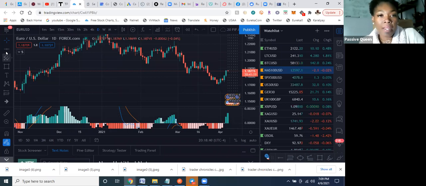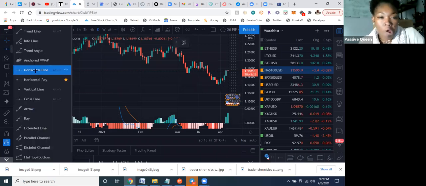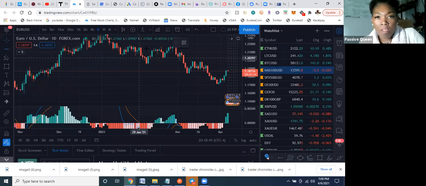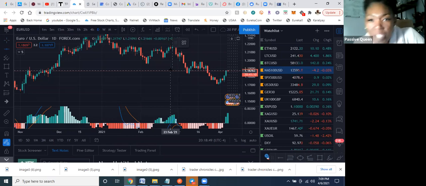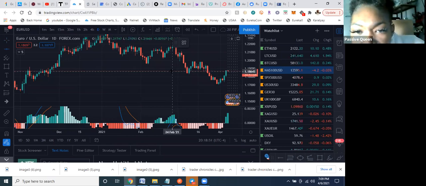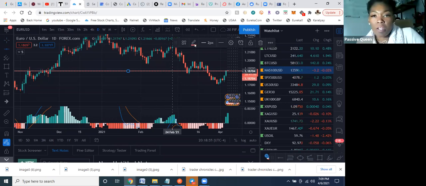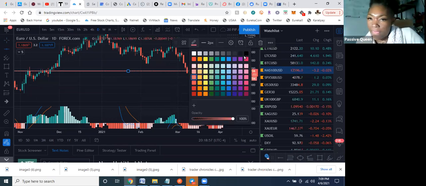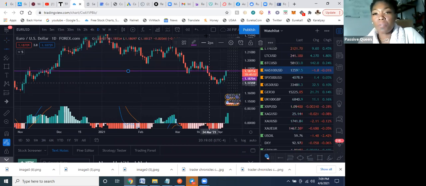Let me put a horizontal line there. Why can't I see it? Okay, so this is what price currently is right now. I don't want that color. I guess we'll do purple. These colors on this empty photo don't be cute, y'all.